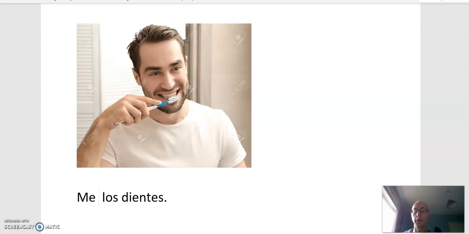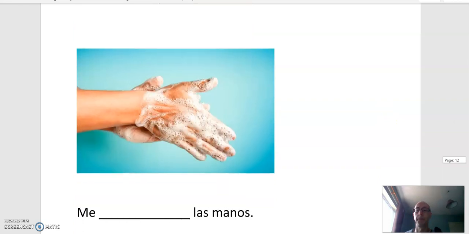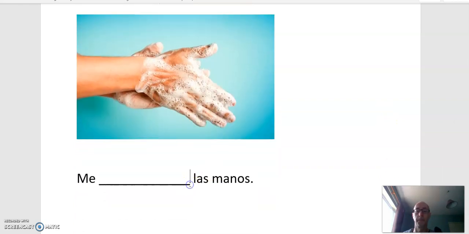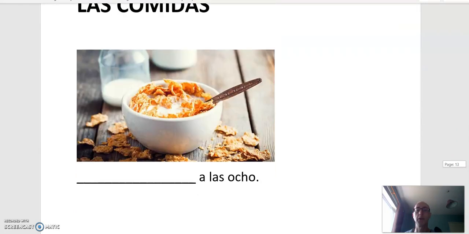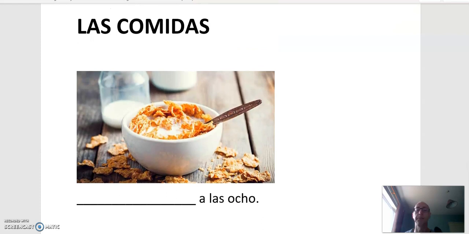The verb starts with a C. Me cepillo los dientes. Cepillar is to brush. An important verb at the moment. Me lavo las manos. So they're the reflexives.